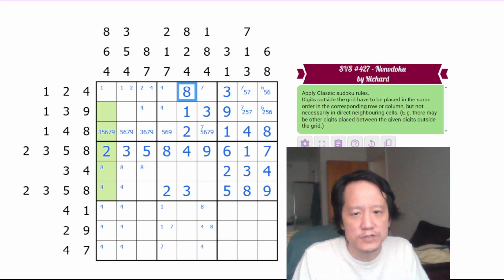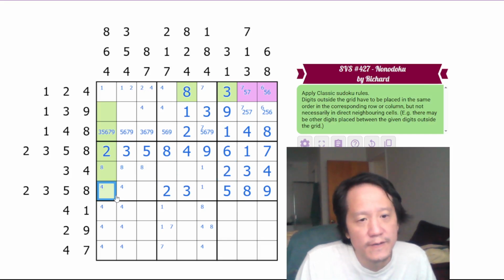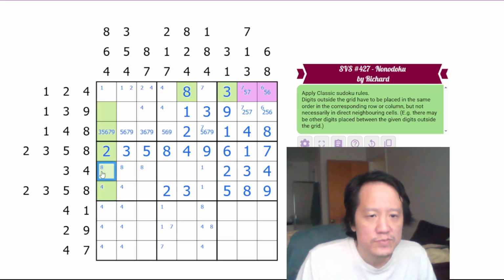8, 2, 4 is done. 1, 8, 4 is not quite done. So 1 has to be one of these 3, and we know 1 has to be one of these two here. So that means 1 actually has to be one of these two. 1, 8, 4, 3, 1 is done. 7, 1, 3 is kind of done. 6 and 8 are kind of done. We're going to mark those as pink. 4 and 1 is not done. 2 and 9 is not done.